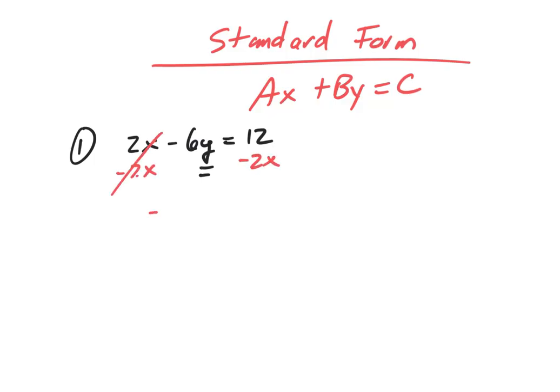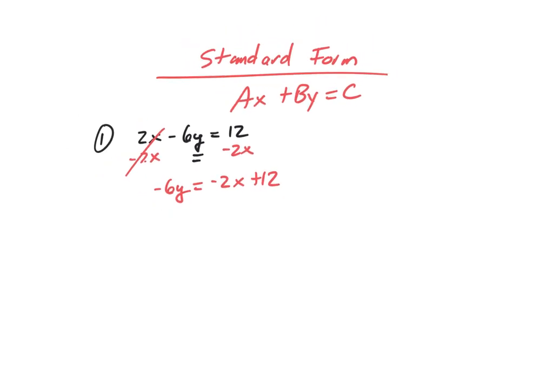Okay, so that would give me negative 6y. I always like putting the x in front when I put it in slope-intercept form, so that would be negative 2x plus 12. It's not wrong if you write 12 minus 2x, but I always like putting the x in front. And then I've got to get rid of the negative 6, right? So we're going to divide by negative 6 all the way through.